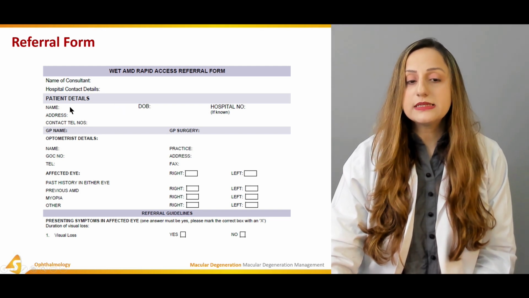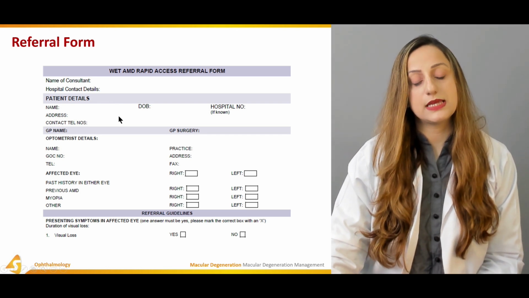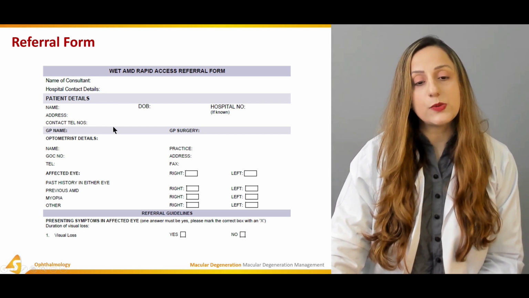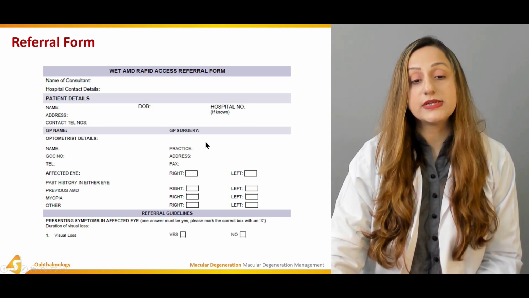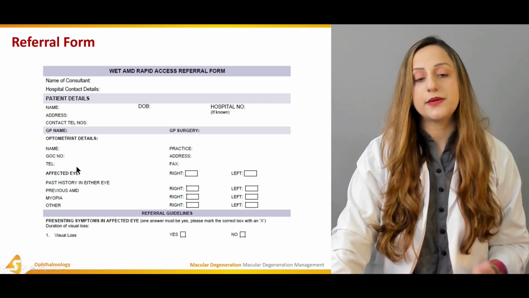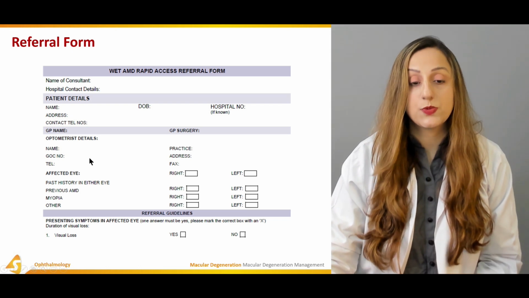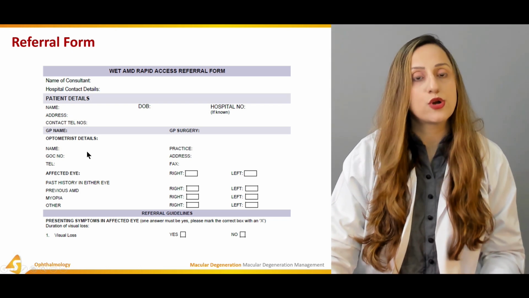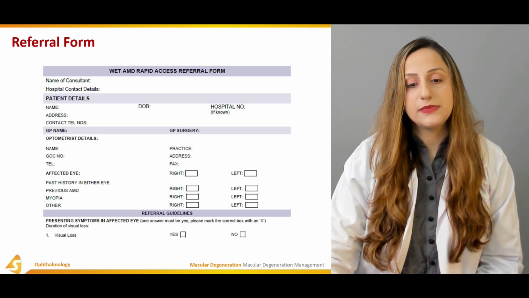The patient particulars are again very important because the age of the patient is going to point towards age-related macular degeneration. And then we have the general physician's name, the general physician surgery's name, and the optometrist details that would include the name, GOC number, and all the relevant details of the optometrist as well. If the ophthalmologist wants to refer or call that person up personally, it can be quite effective.